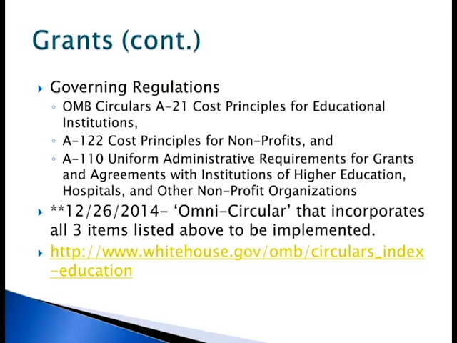The government provides 3 different circulars that the Office of Management and Budget produces. They are A21, A122, and A110. They provide guidance on specific cost policies and can be located at the White House link provided. At the end of 2014, the 3 circulars will be combined into what is known as uniform guidance.